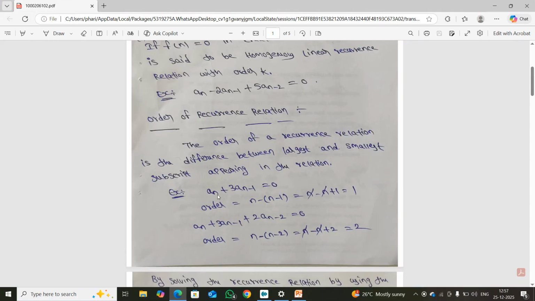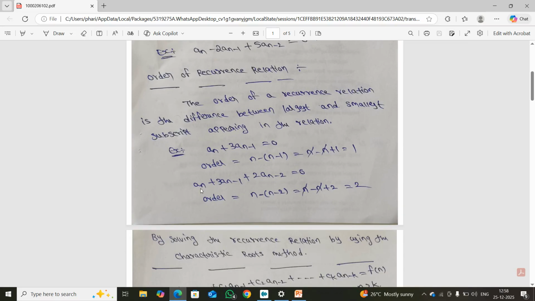Here in this example, n is the largest subscript and n minus 1 is the smallest subscript. Order equals the difference between the largest and smallest subscript in the given recurrence relation. Order equals n minus of n minus 1, that is n minus n plus 1. Here the n cancels, so the order equals 1.